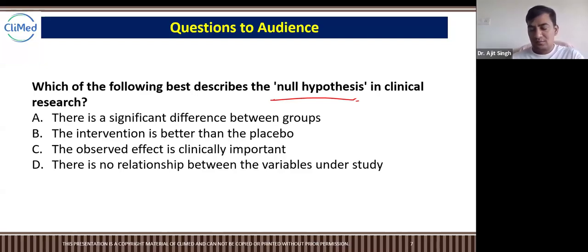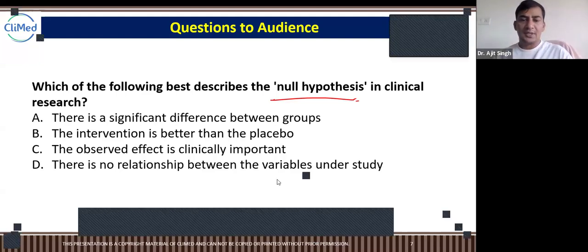Statistical hypothesis, the other possibility of research outcomes. What is that other possibility? Yes, guys, null hypothesis.